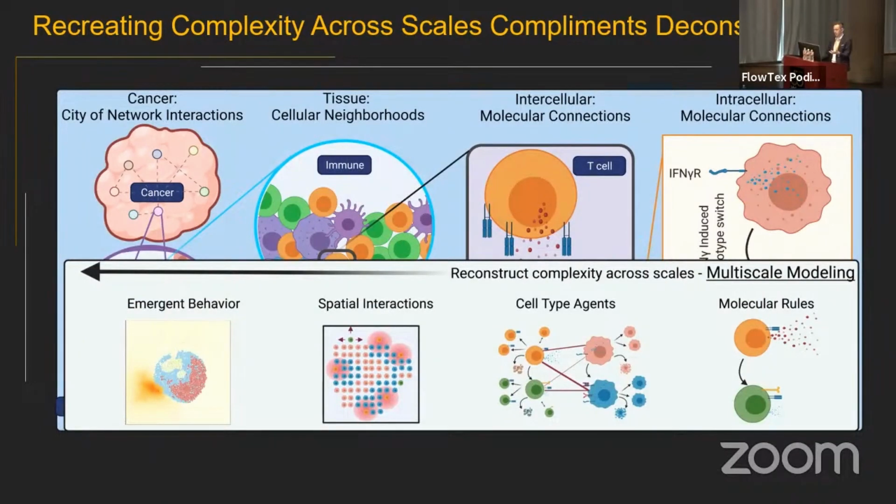I built a multi-scale model, which basically you make each individual cell as an agent, which is a computational object with rules and properties. You allow it to work with other computational objects in a spatial environment, and then you see this emergent behavior from the simulations that you do.